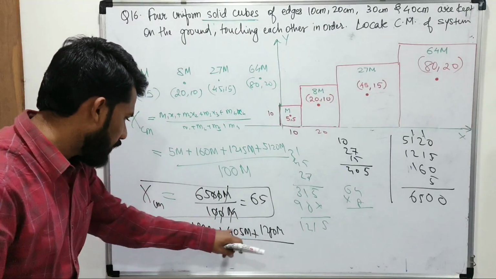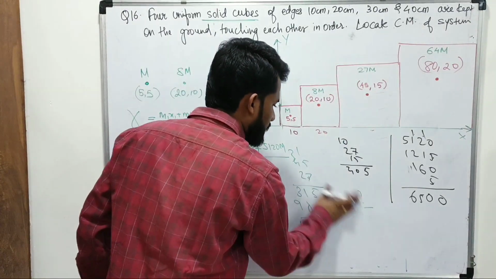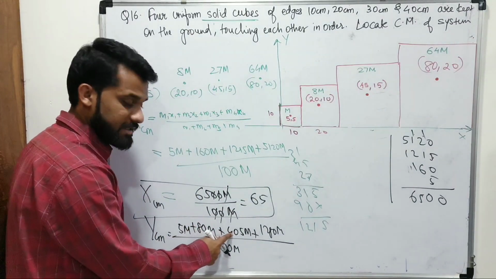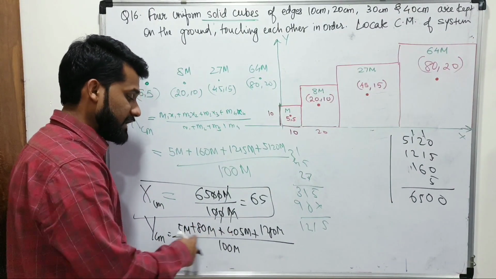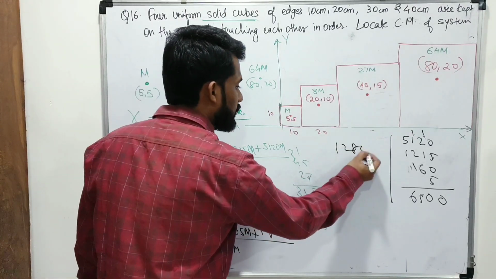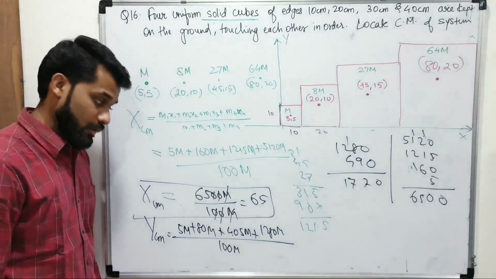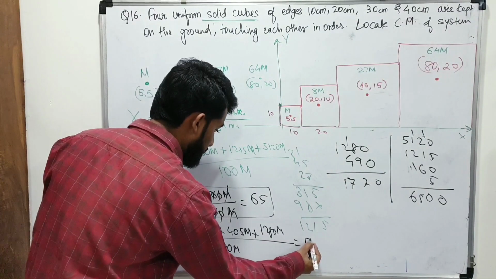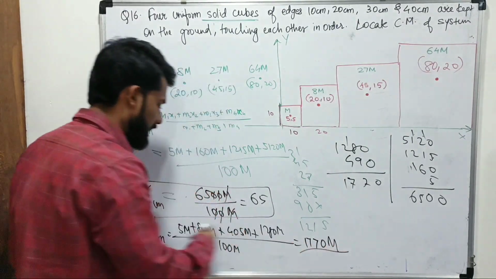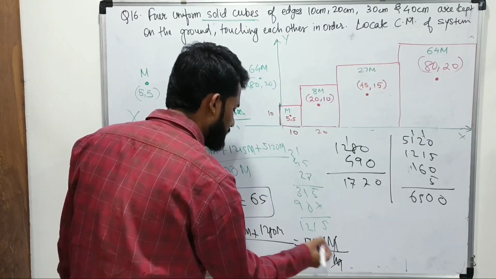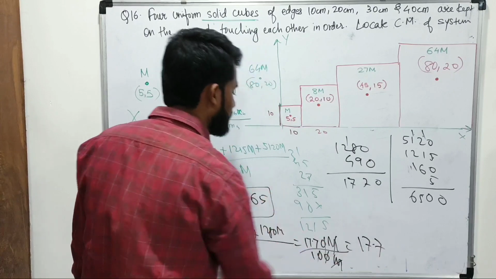And now if I add all these terms, what are those four terms? 5 plus 80 is 85, 85 plus 405 is 490, 490 plus 1280 is 1770m. That is the addition of the numerator, upon 100m. m will cancel, zeros cancel, answer is 17.7. This is the ycm.